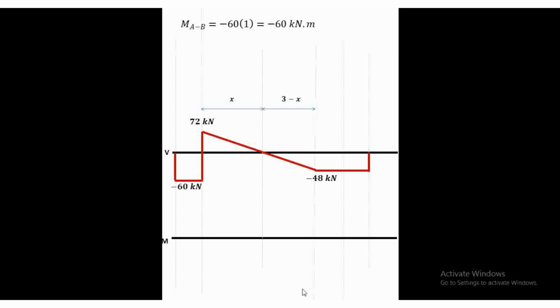Now, if we take the moment from point A to point B, that is equal to the area. Kung mapapansin ninyo, ito yung point A, ito yung point B. Yung shear doon ay itong rectangle na to. Right? Now, if I'm going to get the area of this, that is equal to 60 times 1. Ano yung 1 na to? That is the distance from point A to point B. Right? So, that is negative 60 kilonewton meter, yung moment kay point A to B.